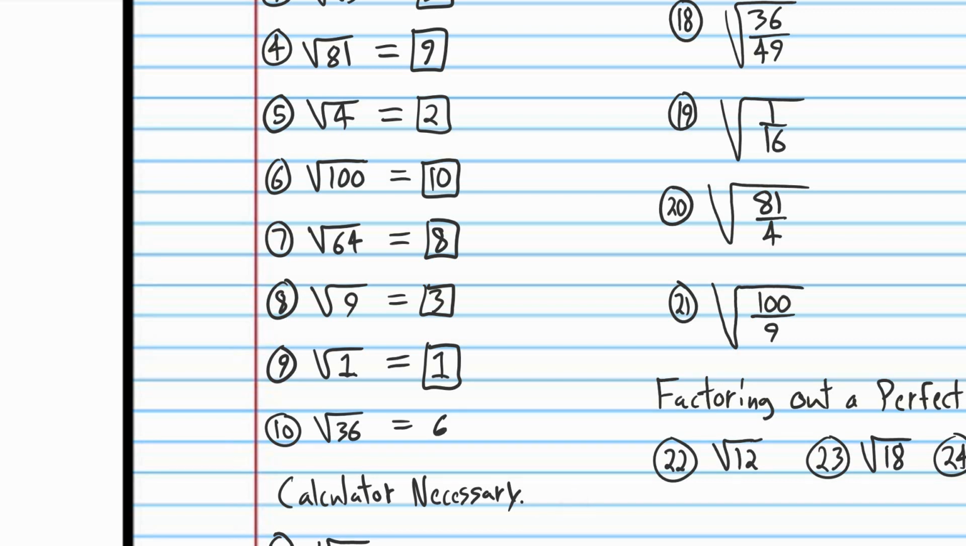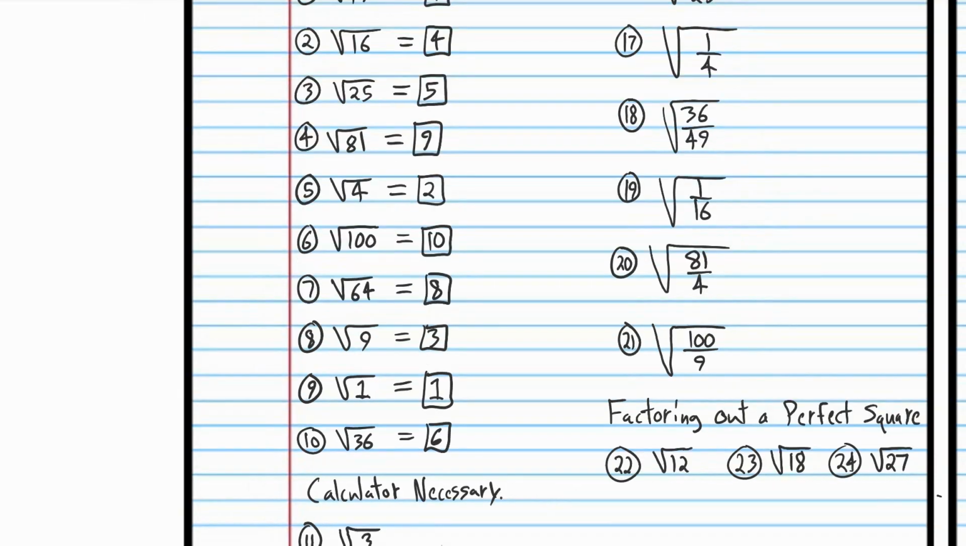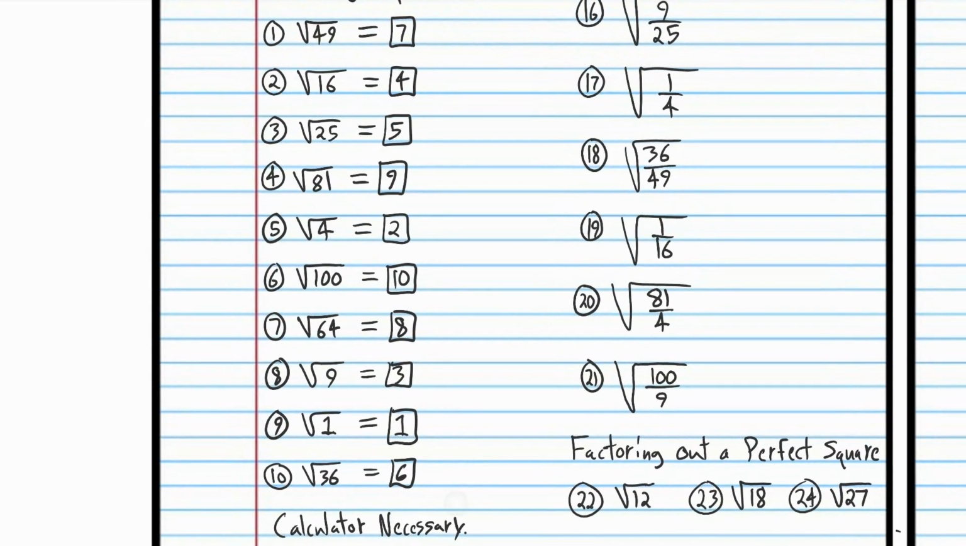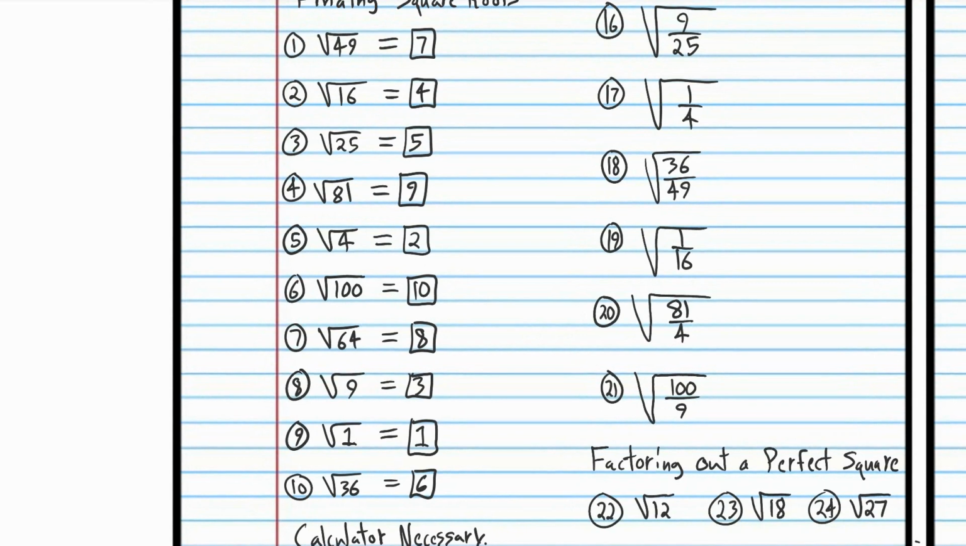If you said 6 for number 10, you're correct. So as you can see, finding square roots is pretty easy. It's not difficult at all. Now also be aware that these are sometimes called radicals. I'm not going to call them radicals in this class, but that's another name for these symbols.